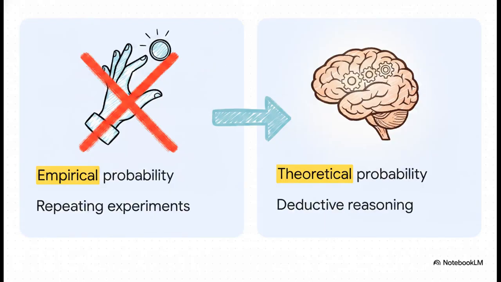And that is exactly why this chapter transitions us from physical, real-world repetition straight into theoretical probability. It completely bypasses all those messy physical trials. Instead, it relies purely on logical assumptions, specifically assuming that outcomes are equally likely. This gives us an incredibly accurate answer almost instantly, just through deductive reasoning. It's a total game changer.